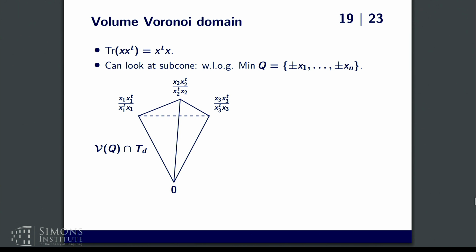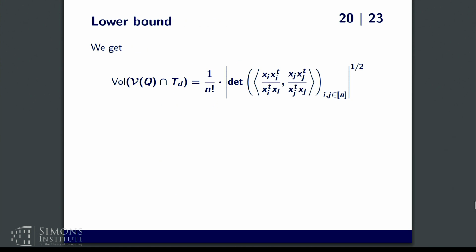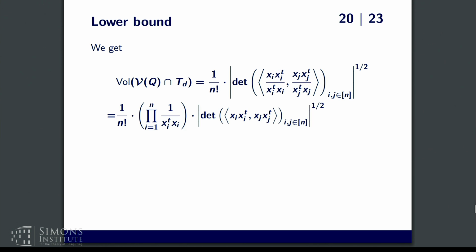Yeah, so these are just the normalized rays given by these minimal vectors. Now we can just compute the volume. That's not so hard. So you get this maybe ugly thing. But what we can do is we can just take these normalization factors out of them. So we get this product of the normalization factors in front.